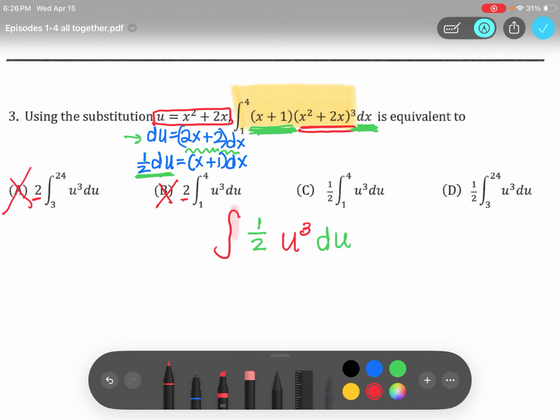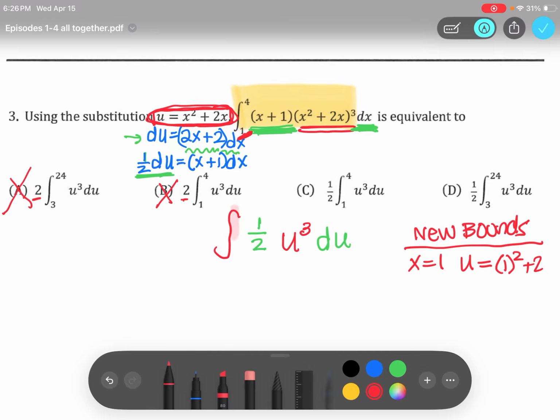And remember, whenever we do U sub, we need to get new bounds because those old bounds only work for the letter X. So our old lower bound was x equals 1. I need to know when x equals 1, what does u equal? So I come back to here where we have u, and u is x squared plus 2x. U is, in this case, 3. So my lower bound is 3.